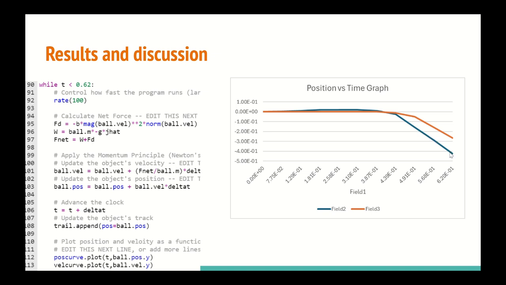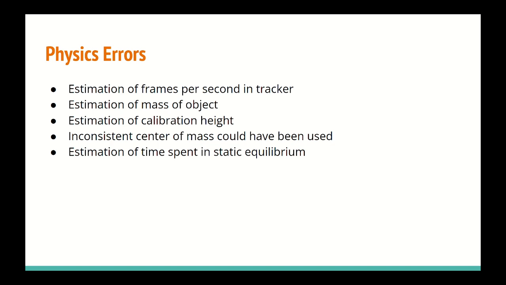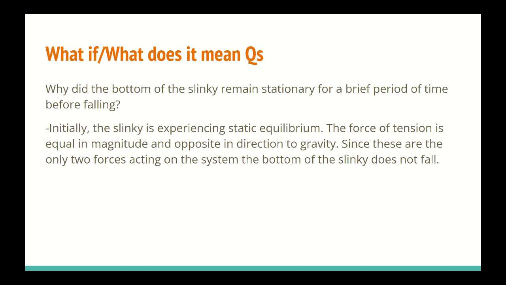Sources of error include estimation of frames per second in Tracker, as well as estimation of the mass of the object and the calibration height, as well as inconsistent center of mass and incorrect estimation of time spent in static equilibrium. For our additional questions, we have, why did the bottom of the slinky remain stationary for a brief period of time before falling?